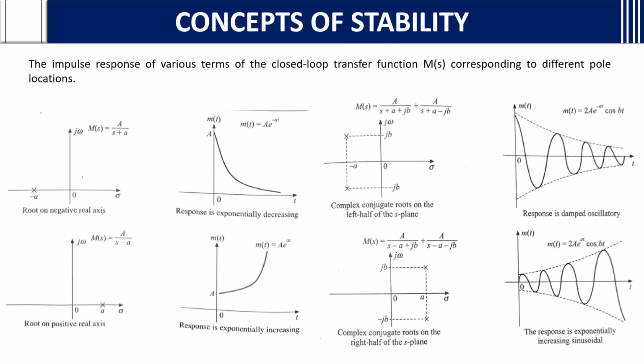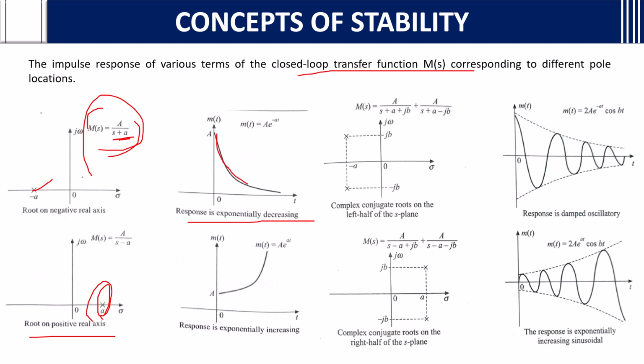Now we will see the impulse responses of various terms of the closed loop transfer function M of S corresponding to different pole locations. For example, if one of the poles is at minus A, then A by S plus A is the transfer function, where A is the pole. The root is on the negative real axis because S plus A is on the negative axis. A by S minus A means S equals A is one of the poles, on the positive real axis. The response is exponentially decreasing because it is e power minus at. E power plus at means exponentially increasing.